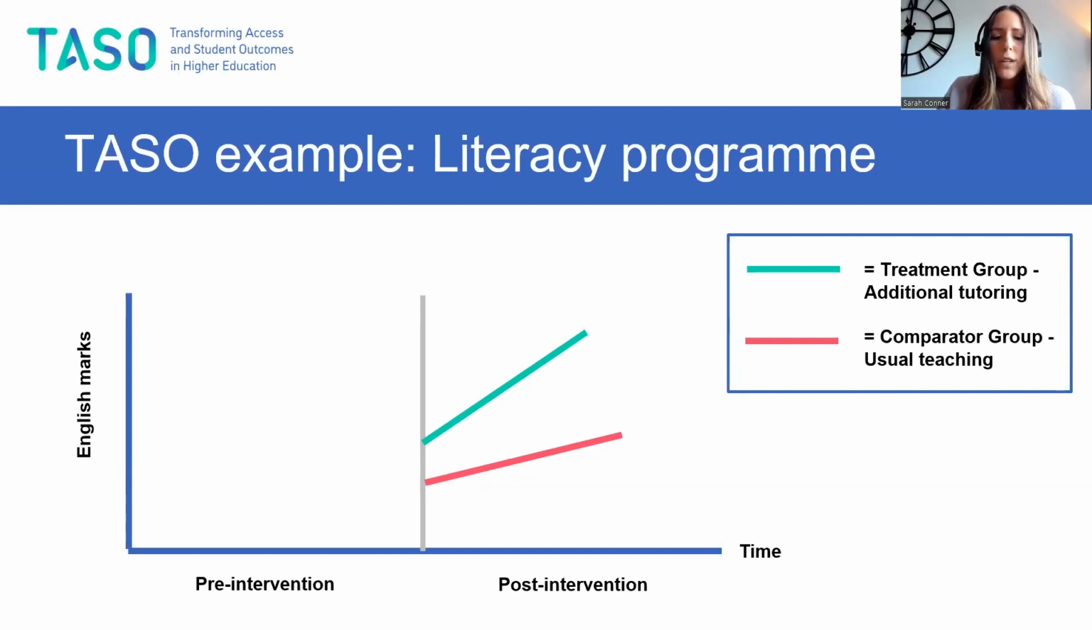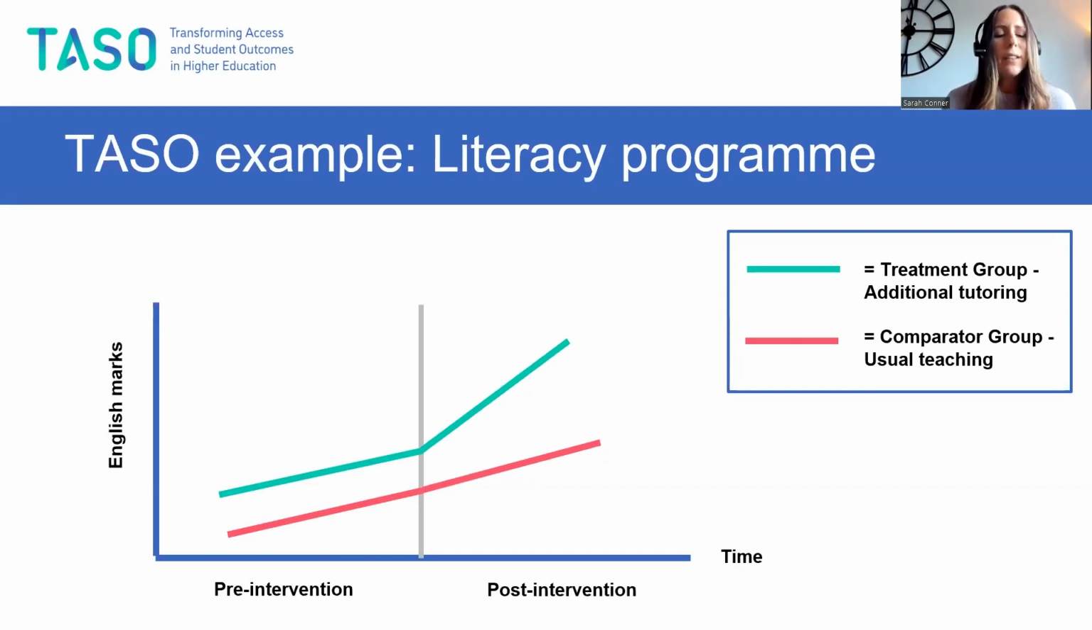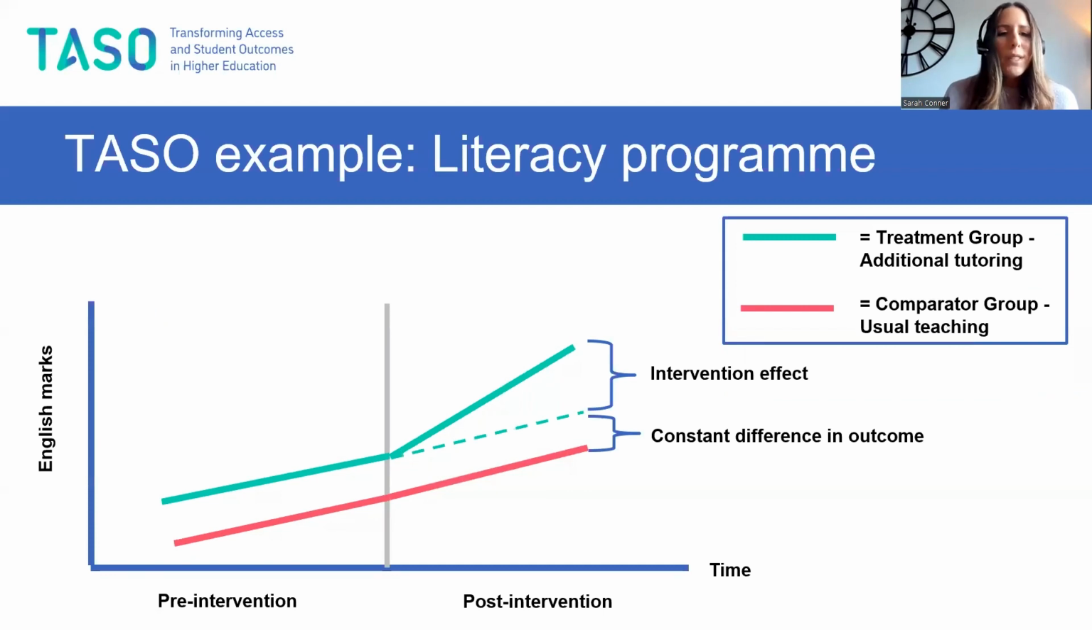That means we need to collect pre-intervention data as well, which is demonstrated here. Before the intervention, we've got nice parallel lines in these groups. They were both on similar trajectories, though our treatment group students were on the whole receiving higher English marks. And when we brought in the intervention, this went even further up. That dotted line is where we would imagine their English marks to be if the intervention wasn't introduced, so we can see the additional impact of the intervention.